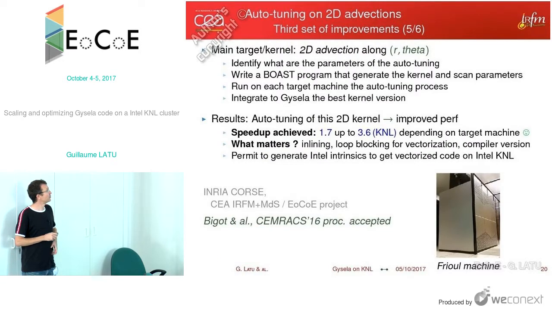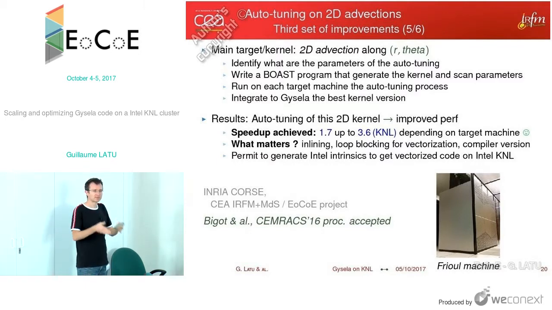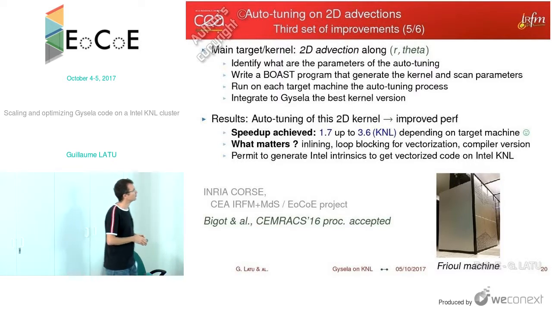We used this BOAST approach to scan a large set of parameters on the 2D advection kernel. With the auto-tuning process, we achieved a speed-up factor between 1.7 and 3.6 on KNL. I think it's a kind of methodology that we can consider for exascale machines: to have metaprogramming and really try, in various ways, to auto-tune the kernels.